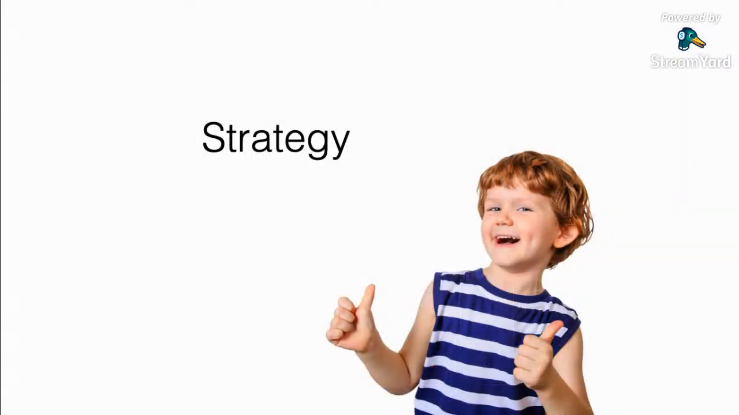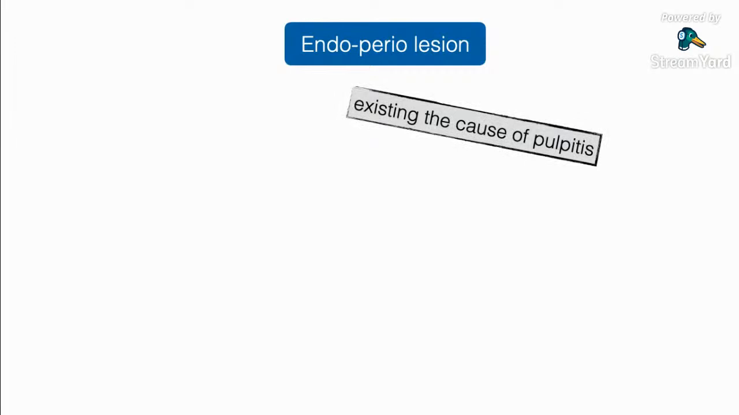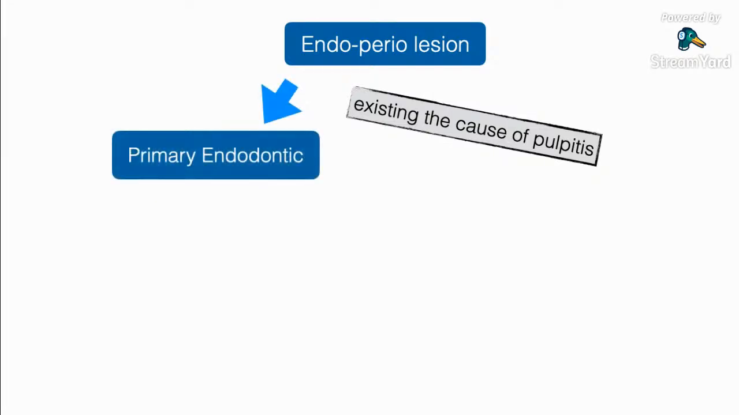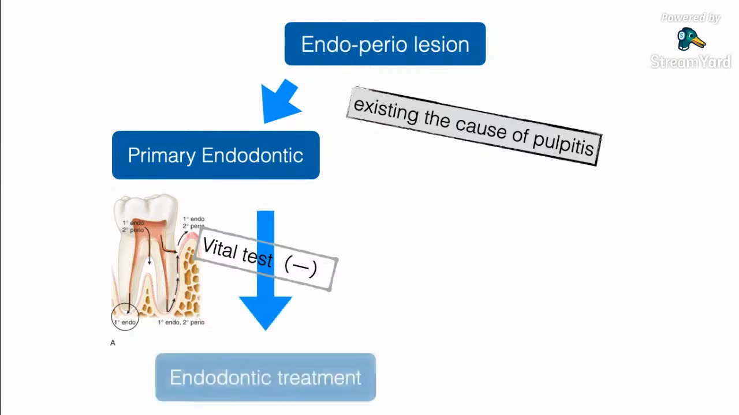And we're going to go to the strategy for Endo-Perio lesions. If you meet an Endo-Perio lesion, please check for the existing cause of pulpitis, like a cavity or filling. And if you can find the cause of pulpitis, you may think first of a primary endodontic lesion and check the vitality. And if the vitality is minus, go to endodontic treatment.